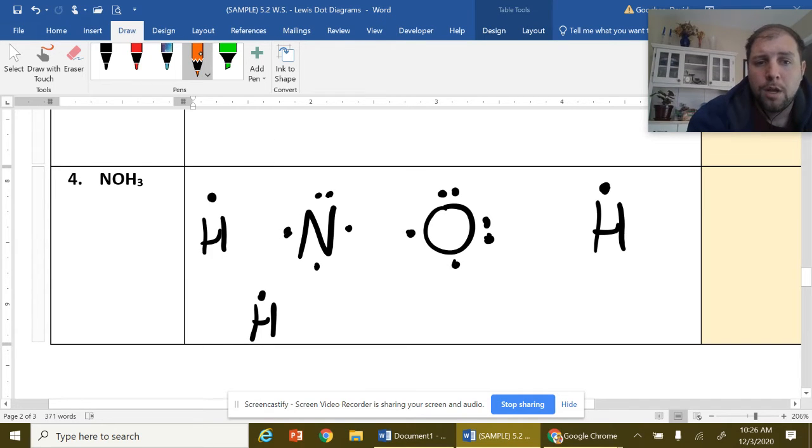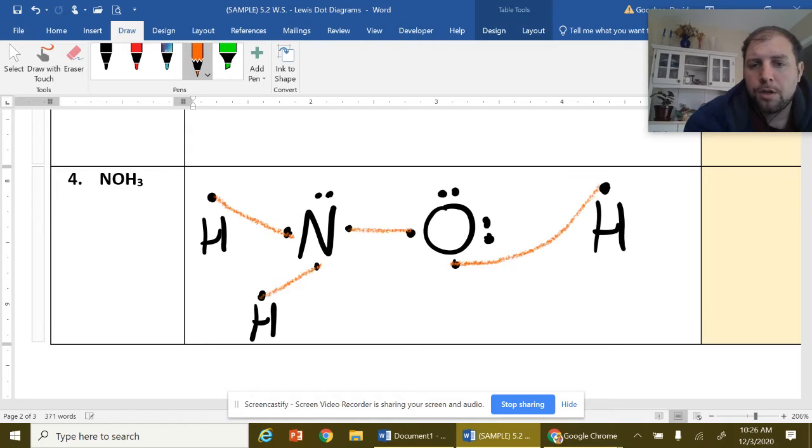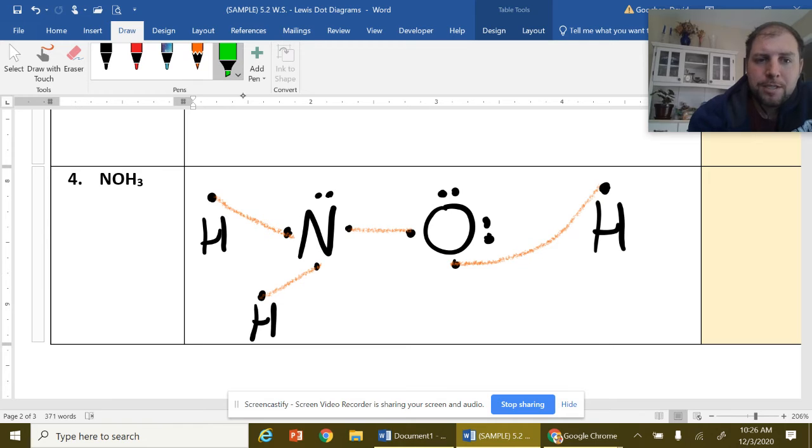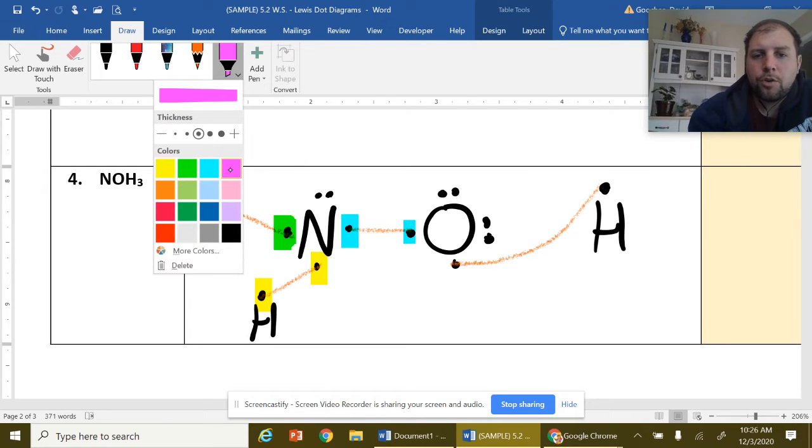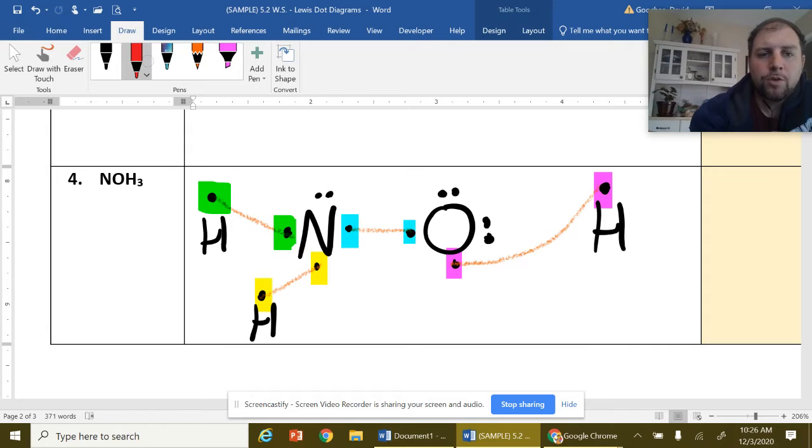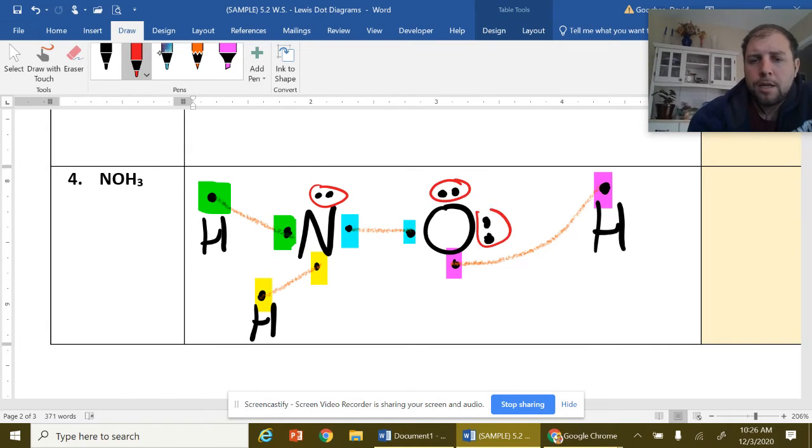Okay, so let me try another one. I'm going to connect this one here, this one there, this here, and I'm going to connect this one right there. Okay, all right, there we go. So it looks like every single unpaired electron has been matched up with another unpaired electron. Everything is connected. There are no more unpaired electrons, okay? And these guys right here, they're called lone pairs. They don't bond. They're fine how they are. Okay, so I'm not done yet.